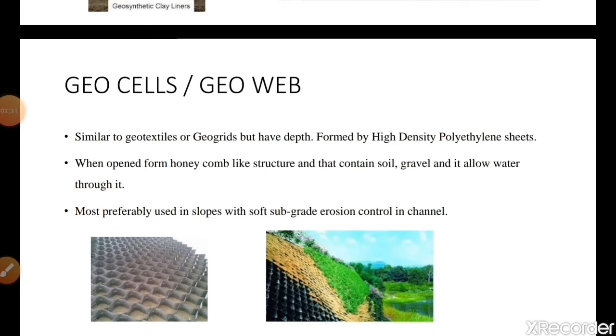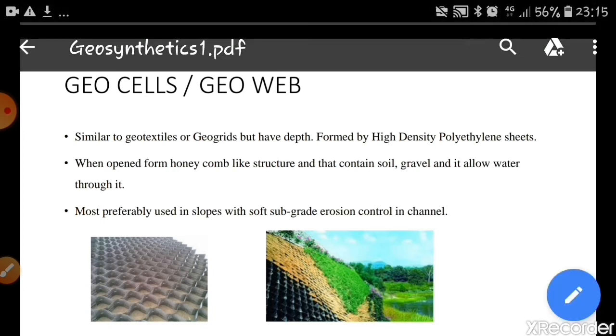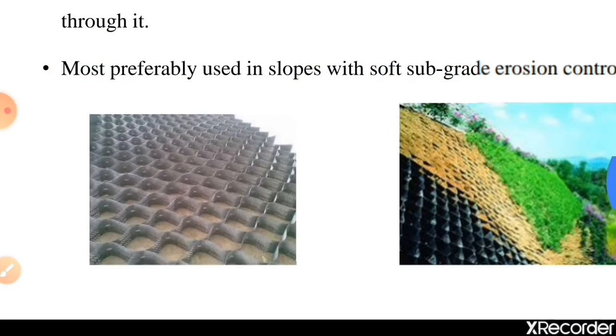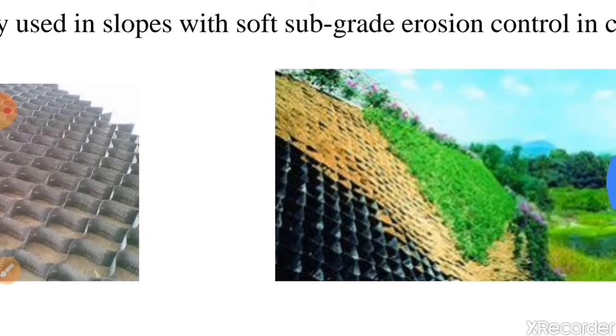Geocells or geowebs are similar to geotextiles or geogrids but have depth, and are formed by high density polypropylene sheets. When opened, they form honeycomb-like structures, and they contain soil and gravel and allow water to pass through. They are most preferably used in slopes with soft subgrade and for erosion control in channels. You can see in the figure that they have some depth so that they will control the erosion of soil. Normally used on slopes, they prevent erosion and protect the slopes.